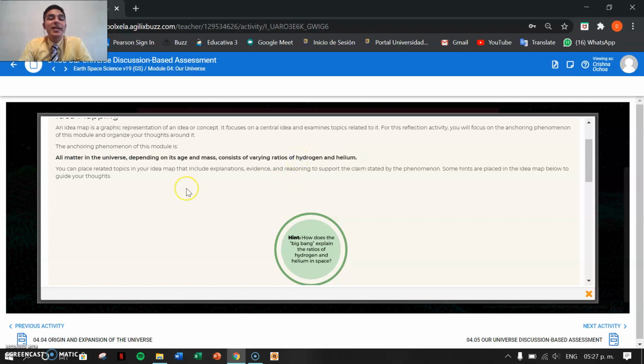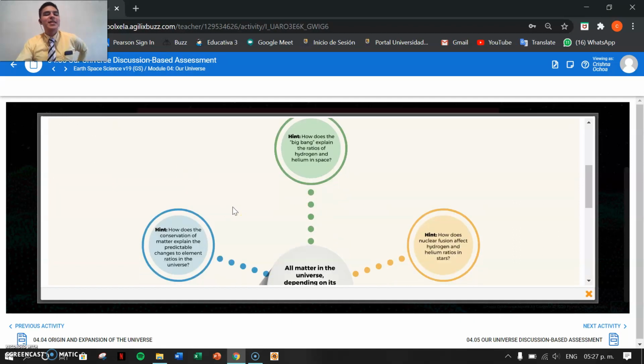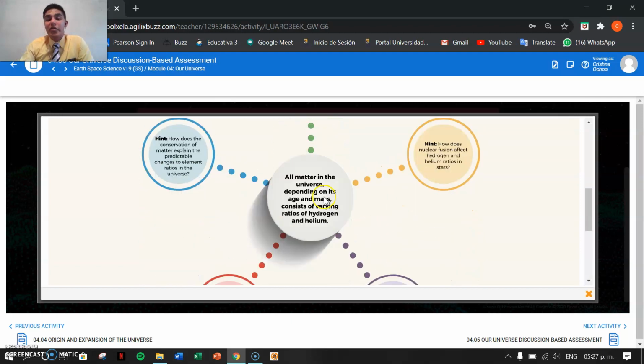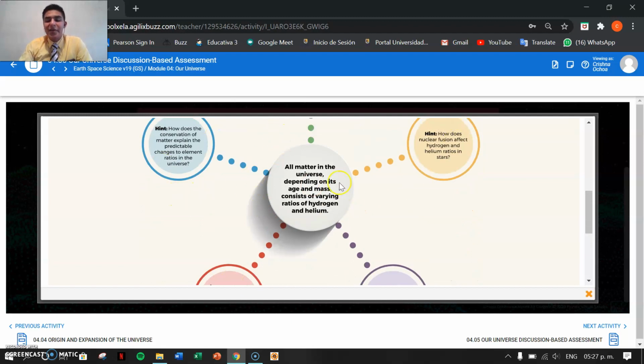So you can place related topics in your idea map that include explanations, evidence, and reasoning to support the claim stated by the phenomenon. Some hints are placed in the idea map below to guide your thoughts. So basically, the activity that you need to do today is make a diagram that is just like this one right here.